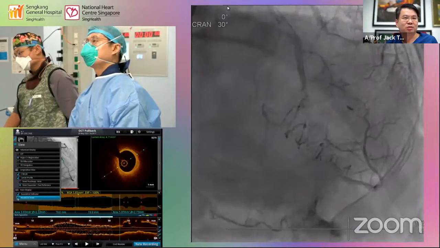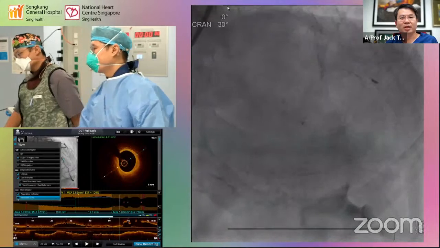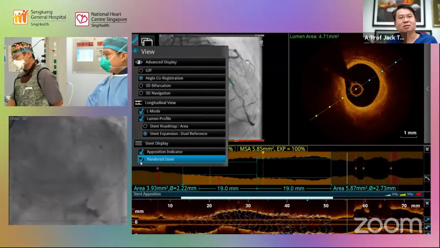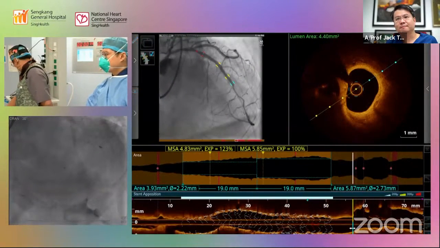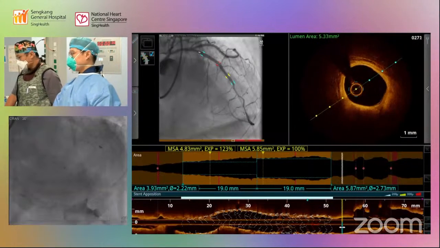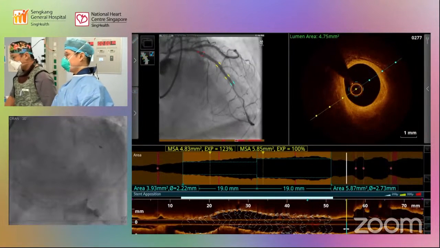Can we switch to a full OCT view? Maybe you can share with us the MAX algorithm now on OCT post-intervention. Okay, all right. So this is the post, or the final, well, almost final OCT pullback.